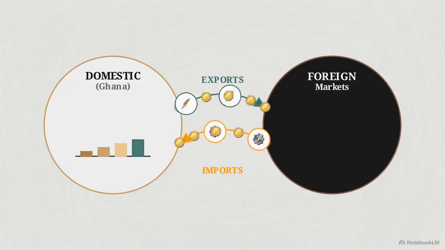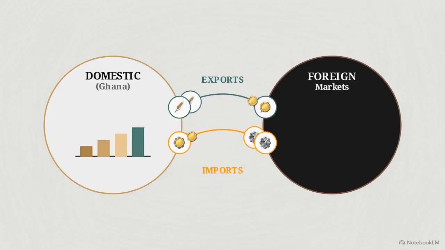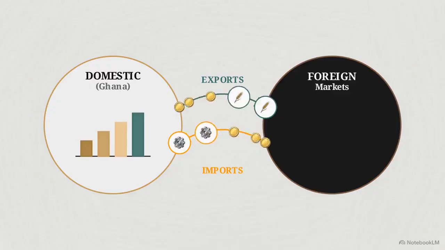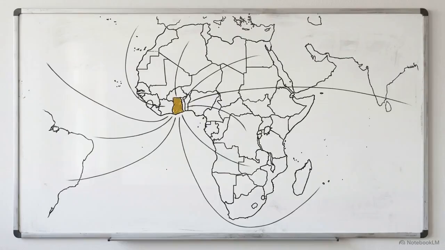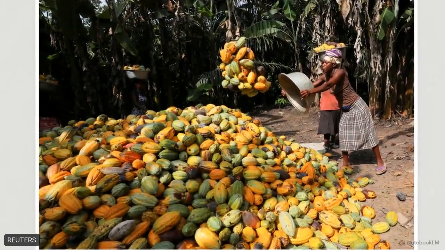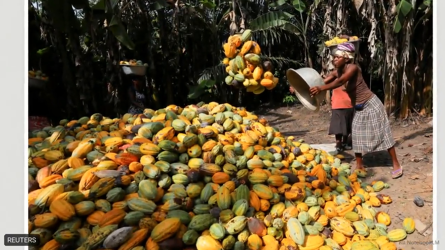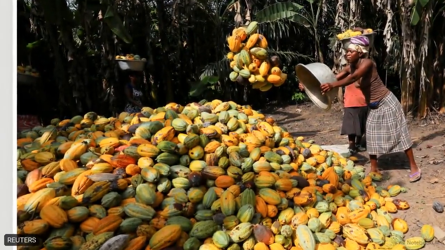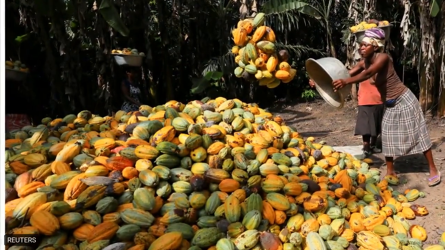Managing these dual flows allows a nation to maintain access to essential foreign products while generating enough income to actually pay for them over the long term. To see how this works in practice, look at Ghana's role in the global market. The country generates crucial foreign exchange by exporting high volumes of raw commodities, specifically gold and agricultural products like cocoa.